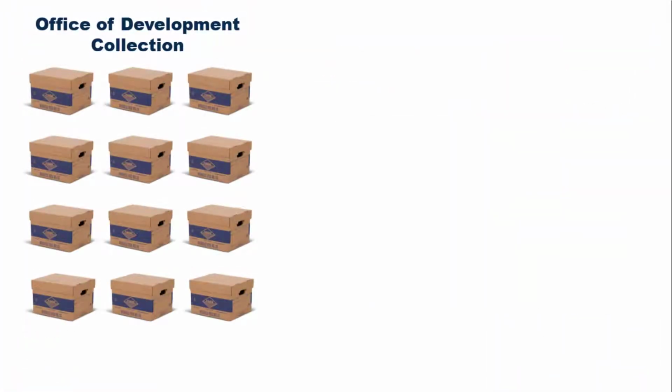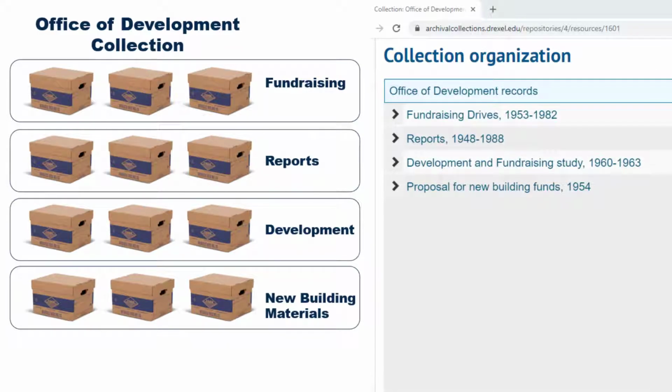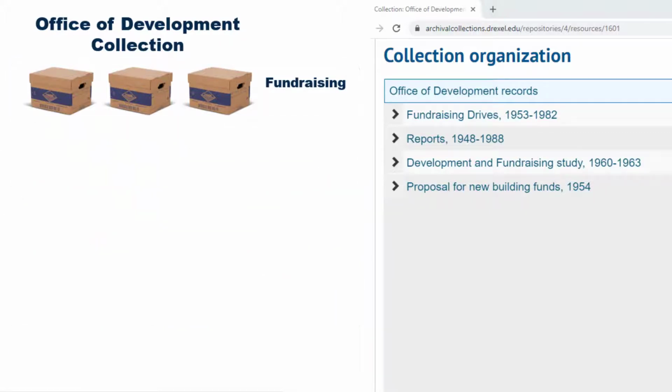The inventory starts with the series, the highest level of the hierarchy. A series is a grouping of materials according to some shared quality and, whenever possible, mimicking the original order of the collection. For example, the Office of Development sends its old records to the archives, and the archivist who first inspects them can tell that the office kept its fundraising information physically grouped together. She'll keep the fundraising information together when she describes the collection in a finding aid by putting it into its own series.